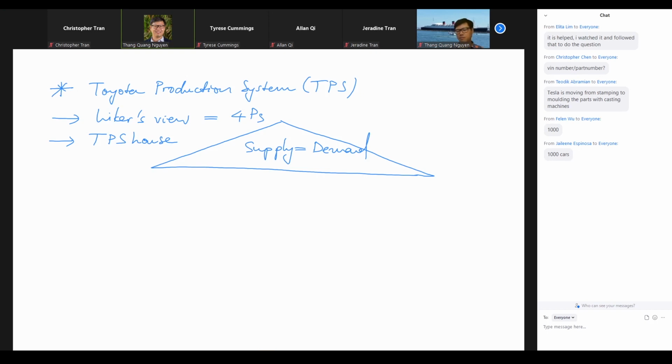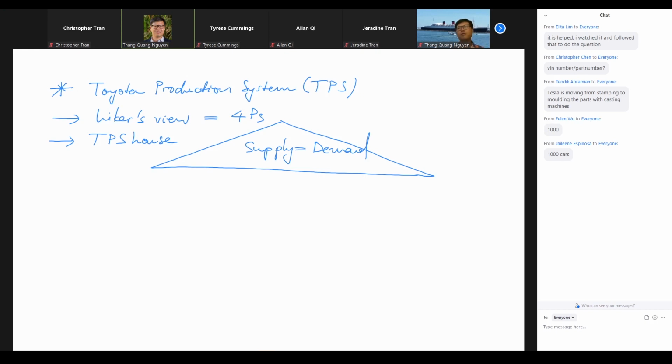Okay, I already see some answers. And that is not meant to be tricky, okay? So 1,000 cars is correct. I ask you that question because I would like everybody to be conscious about matching supply and demand. We say it as matching supply and demand. It means that we try for supply to be equal to demand, exactly equal.